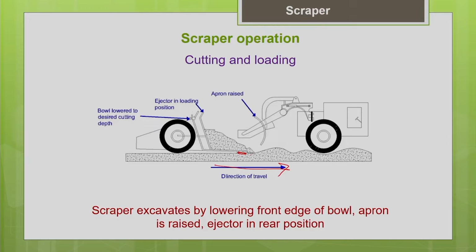When you want to do the cutting and loading operation, you are supposed to lower the bowl so that the cutting edge is in contact with the ground. Once it makes contact with the ground, it will start cutting the soil and the soil will start entering your bowl. To facilitate the entry of material into the bowl, you have to raise this apron. Apron acts like the front wall of the bowl.